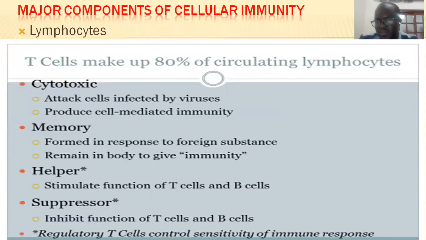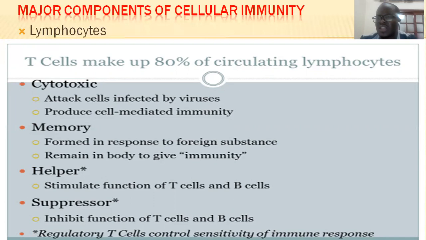There are different types of T lymphocytes. So you have cytotoxic T lymphocytes, memory T cells, helper T cells, suppressor T cells. These different types of T lymphocytes have different functions. In general, the cytotoxic T cells attack cells infected by viruses. So they will have a similar function to that of natural killer cells. They are also attacking cells infected by viruses.